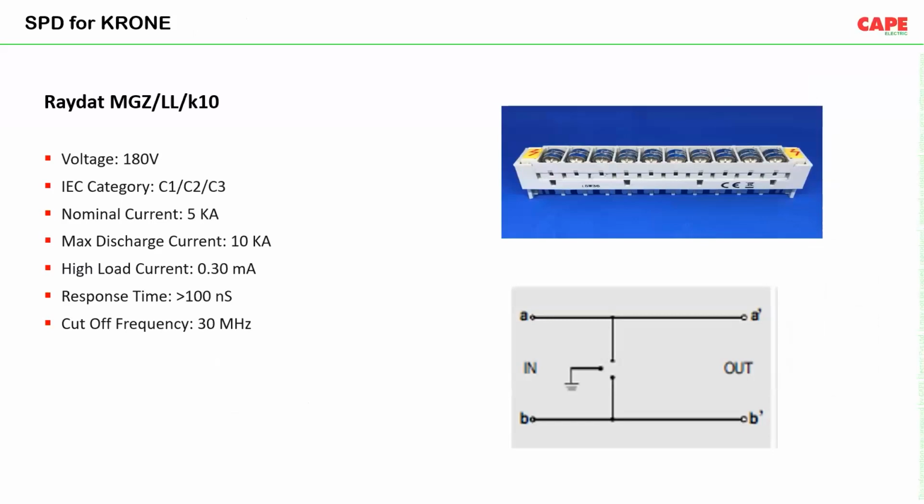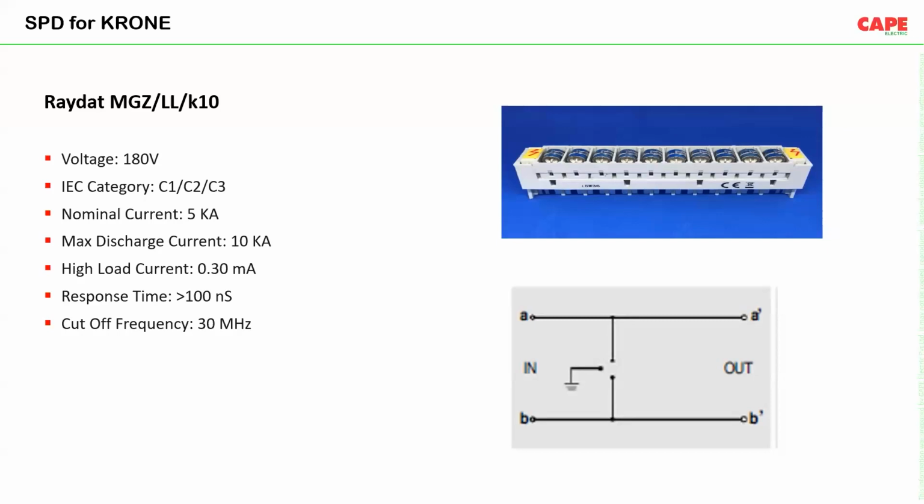Now these are Krone SPDs. These are available as 10 pair Krone connectors. Normally, a lot of times during the rainy season, or even after rain or thundering, we have seen that there is some noise problem in our telephone lines in the industries. That is due to the surges in the Krone network. So we can use an SPD for the Krone network that can protect us.